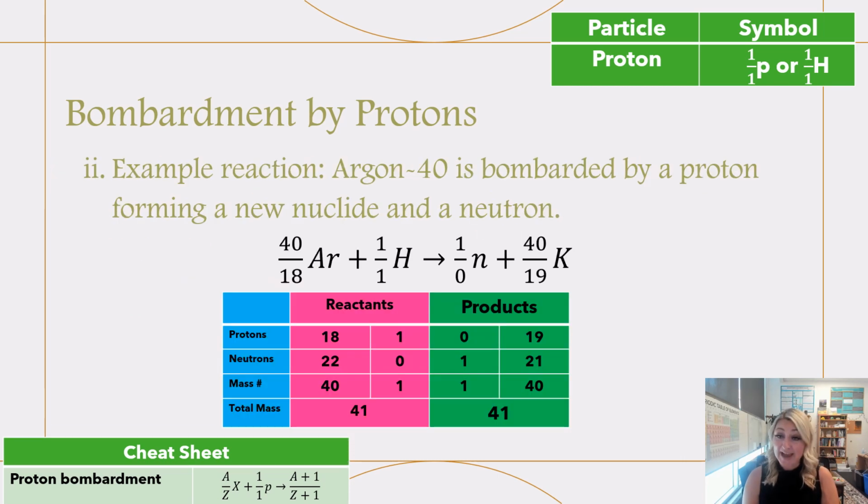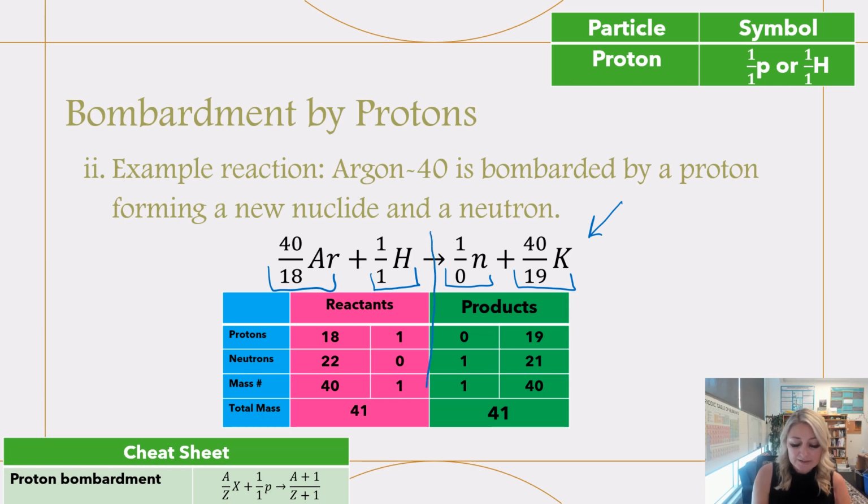Here's our sample reaction. Argon-40 is bombarded by a proton and it forms a new nuclide and a neutron. This is a good example of when I tell you if another species is formed, what that species is. This is a much more fair question to ask of you. All right, so we start with argon-40. We bombard it with a proton and we're told it forms a neutron and some new species, which you would have to be able to find, but we've written this out for you.